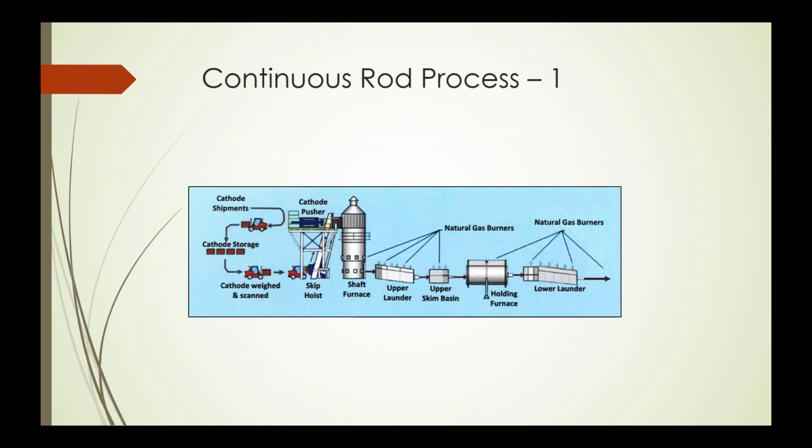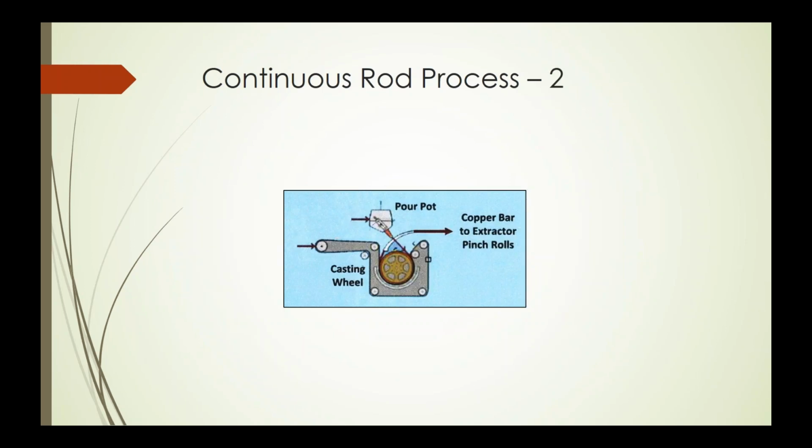I'd like to go through, and I've shown this before, a typical series showing how a continuous rod process works. At one end, you load raw material. In this case, it's shown as cathode, but it can be mixed material, loaded in this case into a shaft furnace, but you can use other types of furnaces. You can run it through various launders, holding furnaces, and lower launders. And in this case, you can run it from a pouring pot into a casting wheel.